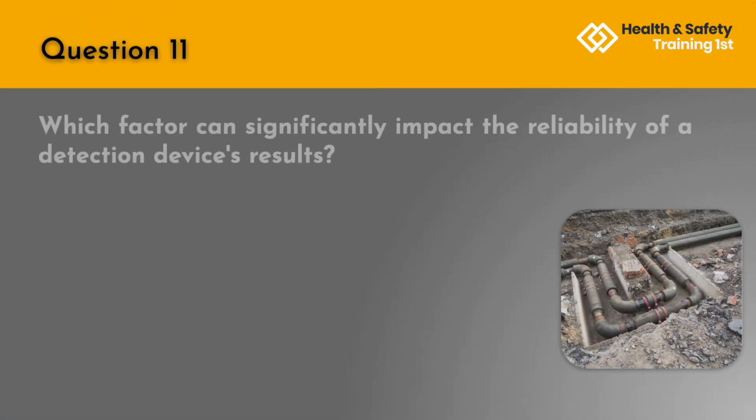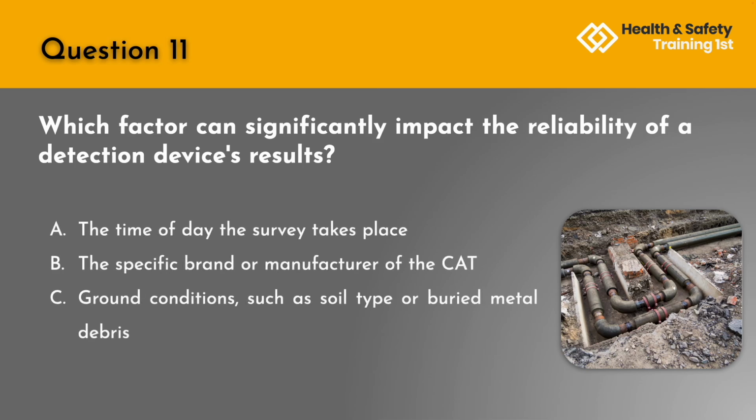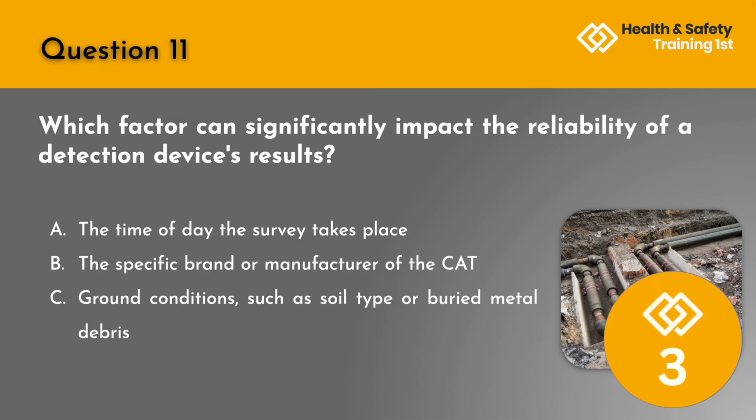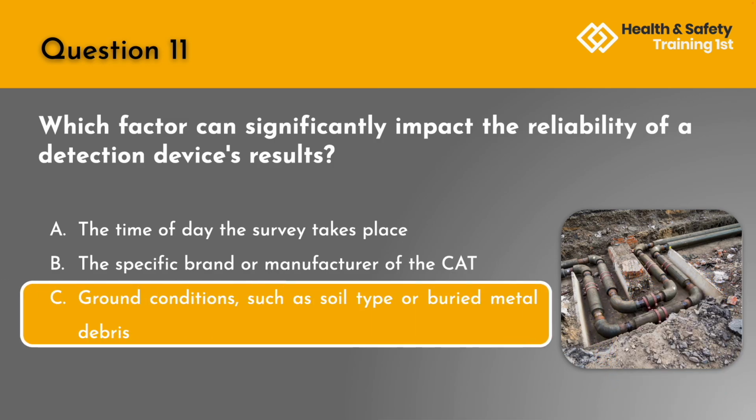Question 11. Which factor can significantly impact the reliability of a detection device's results? A. The time of day the survey takes place. B. The specific brand or manufacturer of the CAT. Or C. Ground conditions such as soil type or buried metal debris. The correct answer is C, ground conditions such as soil type or buried metal debris.